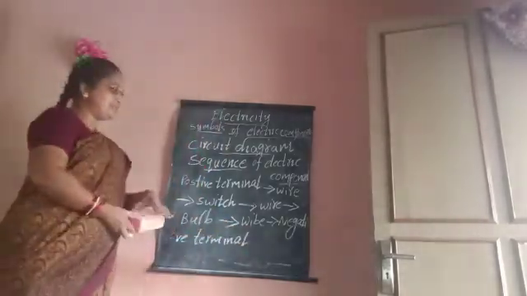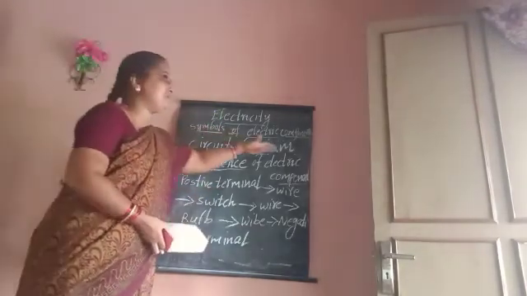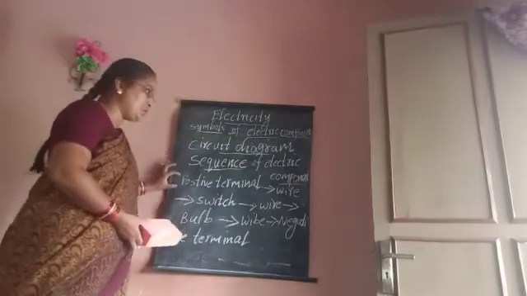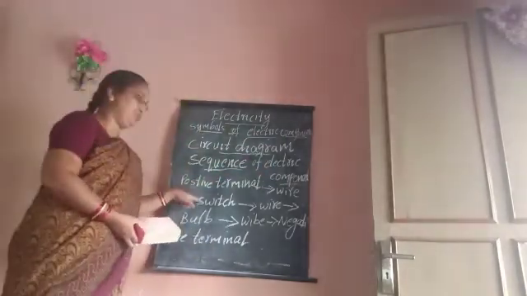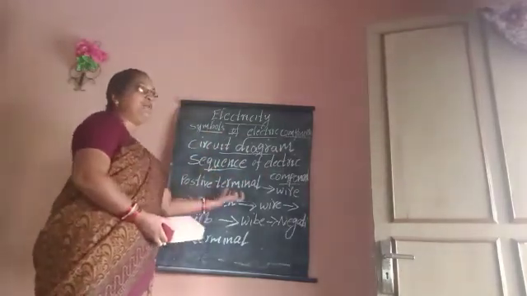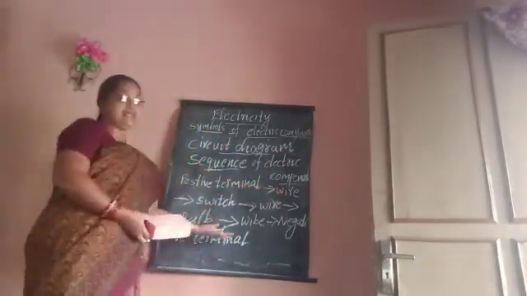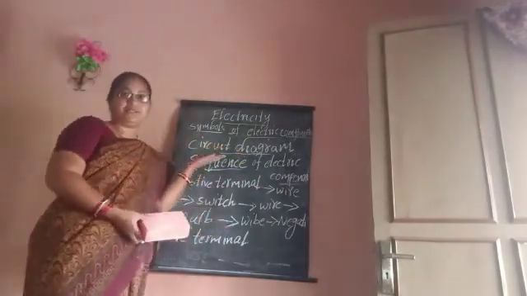Now we have seen the circuit diagram. In that circuit diagram, what is the sequence of the electric components? First the positive terminal of the cell, next the connecting wire, after that the switch, again a wire, then the bulb, then a wire, then the negative terminal of the cell. This is the sequence of the electric components.